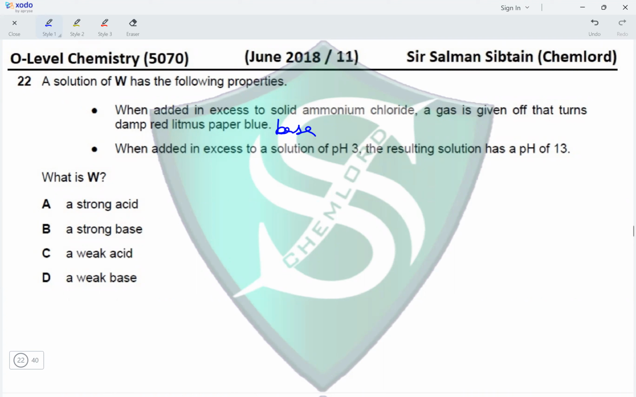When added in excess to a solution of pH 3, the resulting solution has a pH of 13. A pH of 13 is the pH of a strong base. So solution W is a solution of a strong base. So what is W? A strong acid? No. A strong base? Yes. A weak acid? No. A weak base? No. Therefore, the correct option for this question is option B.